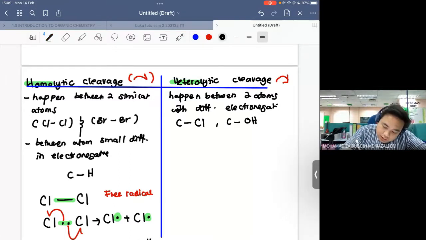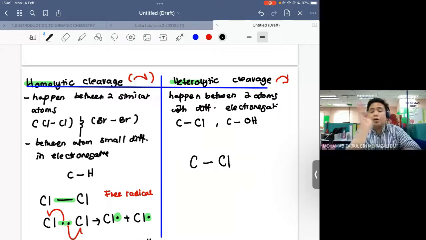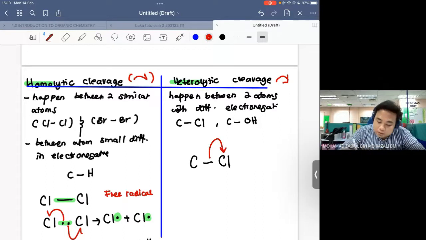Okay, so if I take the example of C and Cl, to know which direction the arrow goes, we look at the electronegativity. Between carbon and chlorine, we know that chlorine is more electronegative compared to carbon. So chlorine will pull the electrons to itself. So if we draw heterolytic cleavage, both of the electrons will go to chlorine. Since the carbon has donated both electrons in the bond, it will have a positive charge. And chlorine, since it gained the electrons, will have a negative charge.